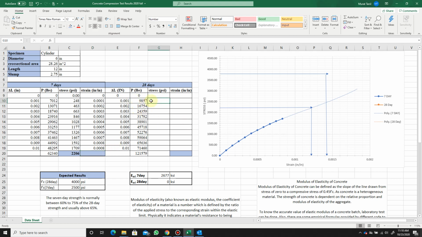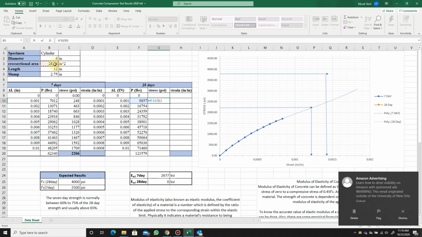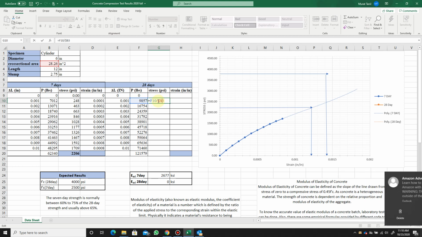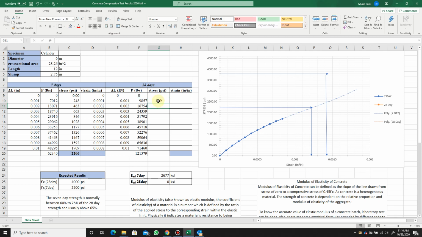And let's follow the same procedure for 28 day. P is here, divided by the cross-sectional area. Oops. Now let's go ahead and calculate the remaining portions easily. Got this.